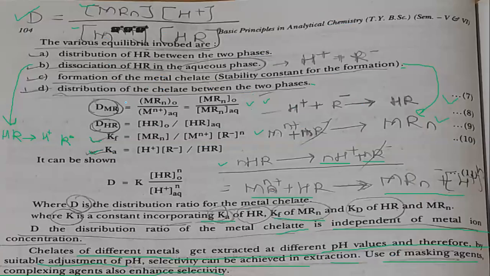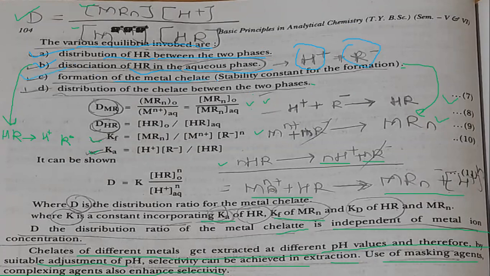Now see what happens. The various equilibria involved over there are, first, distribution of HR between 2 phases, that is aqueous phase and organic phase. Then dissociation of HR in aqueous phase. कसा डिसोसिएट झाला, H plus आणि R minus म्हणून डिसोसिएट झाला.